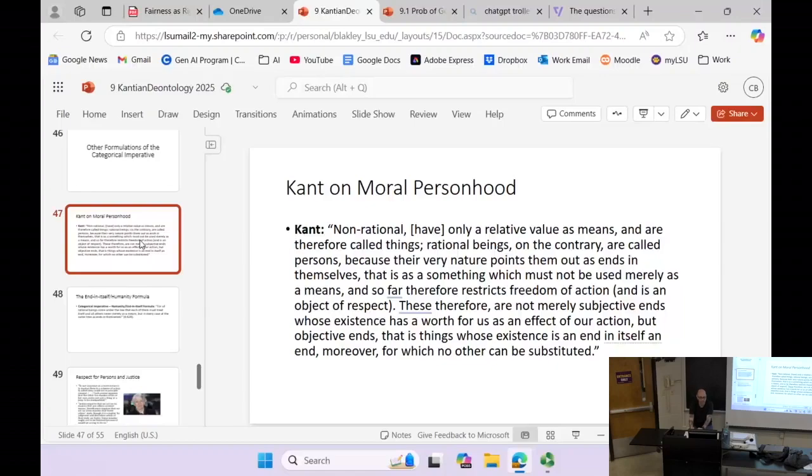It's a fancy way of saying don't use people. Right? So don't use them merely as a means. And so far, therefore, it restricts freedom of action. It tells you what you can't do, like cut in line, right? And is an object of respect. These, therefore, are not merely subjective ends whose existence has worth only as an effect of our action. In other words, teleologically, again, Kant's rejecting that as the basis for right and wrong. But objective ends, that is, things whose existence is an end in itself, and moreover, for which no other can be substituted. If my pen runs out, I can get a new pen.